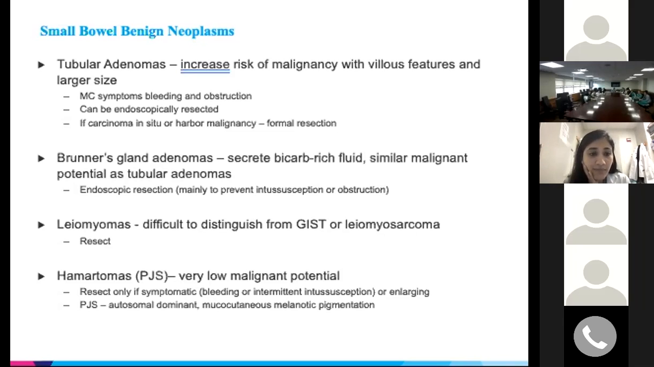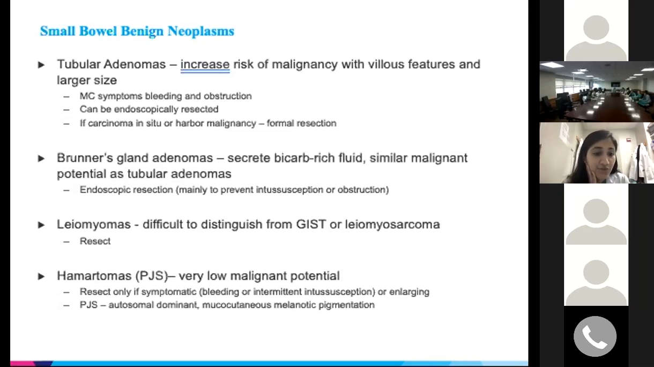Leiomyomas, unlike the tubular and Brunner's gland adenomas, usually require a resection because it's very difficult to distinguish them from a GIST or a leiomyosarcoma. So leiomyomas of the small bowel require resection.